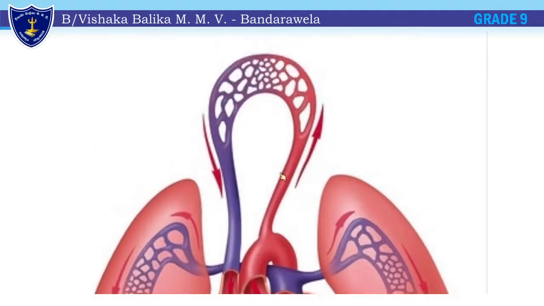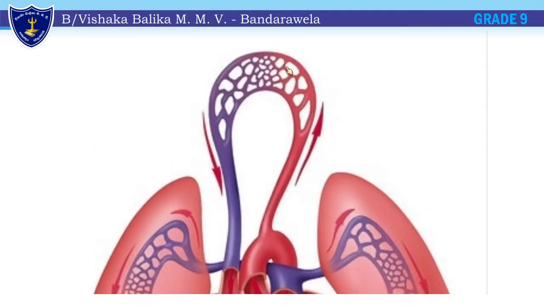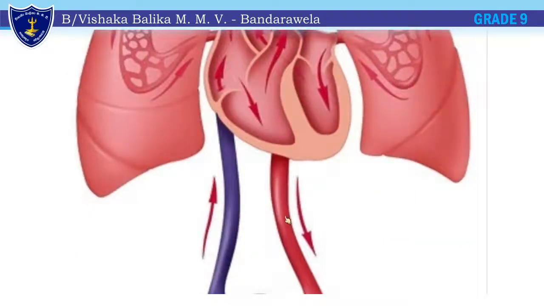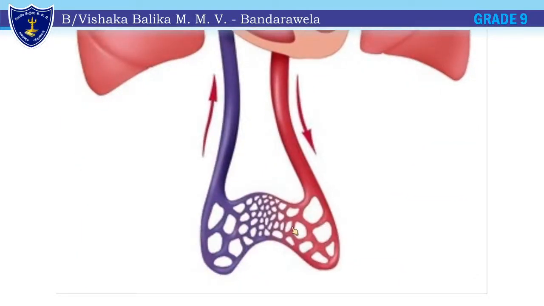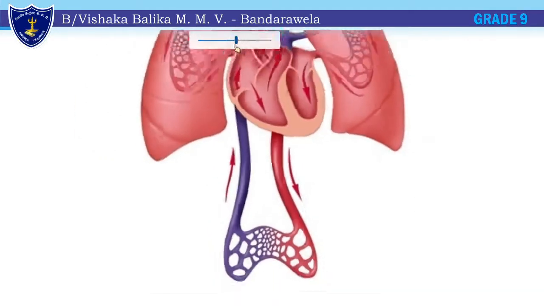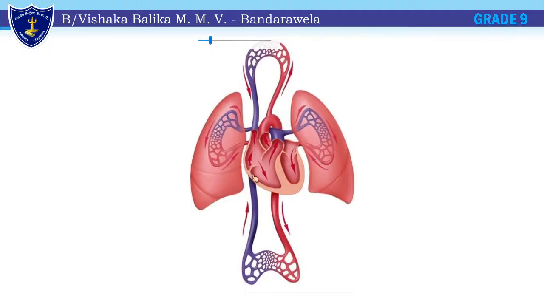Then it is going to the upper parts of our body, head, neck, and the upper limbs or the hands, and releases oxygen and comes back. Also they are leaving downwards, and they are traveling to the lower parts of the body and returning back. So the cycle is very clear now.